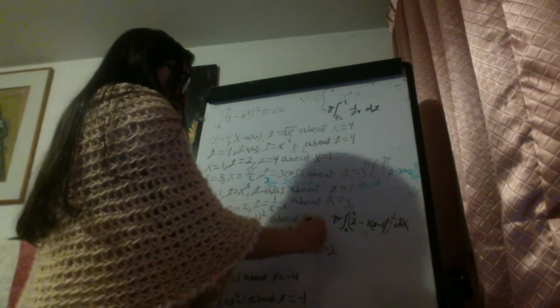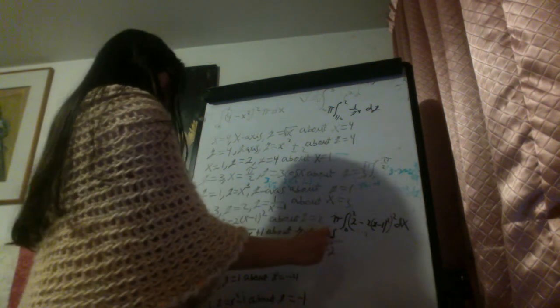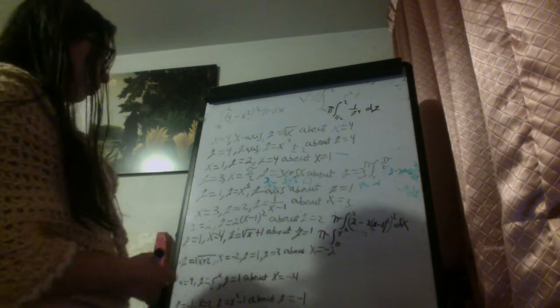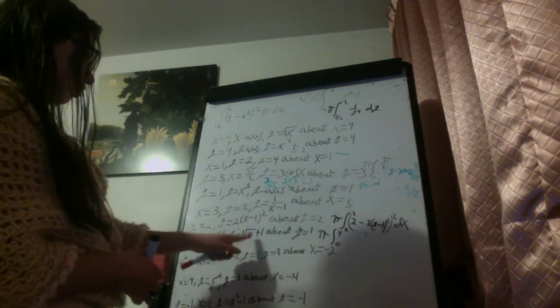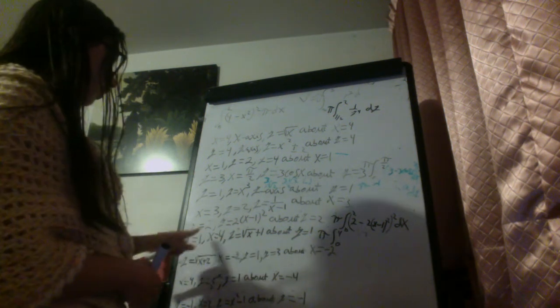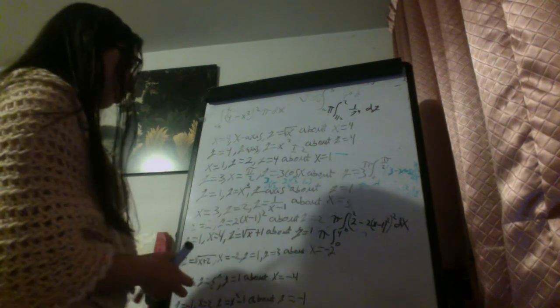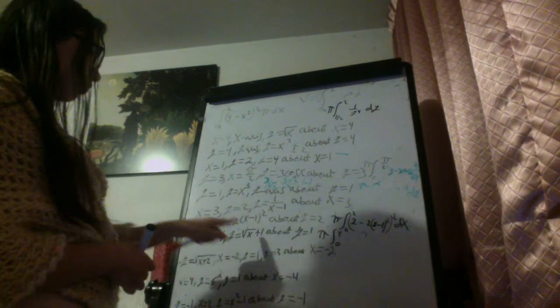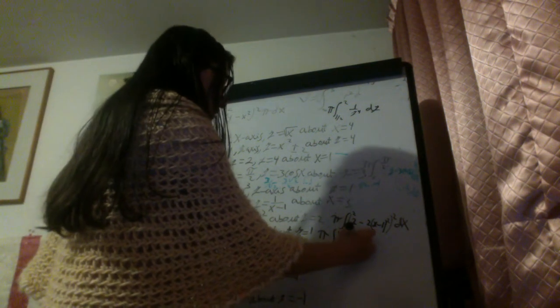So pi times the definite integral from 0 to 4 of, let's pick 1 for example. So here it will be 1 plus 1, 2, which is greater. So square root of x plus 1 minus 1 is square root of x. Squared is just x, dx.